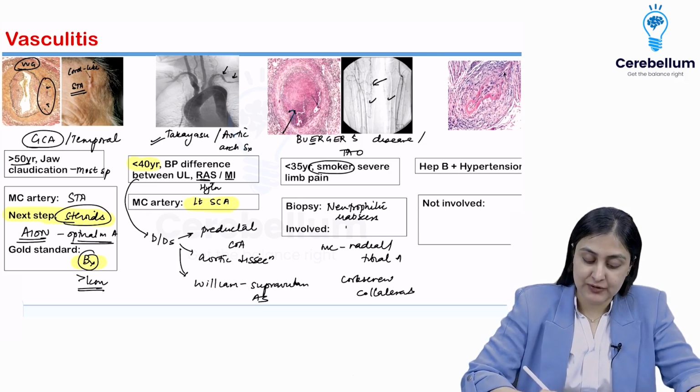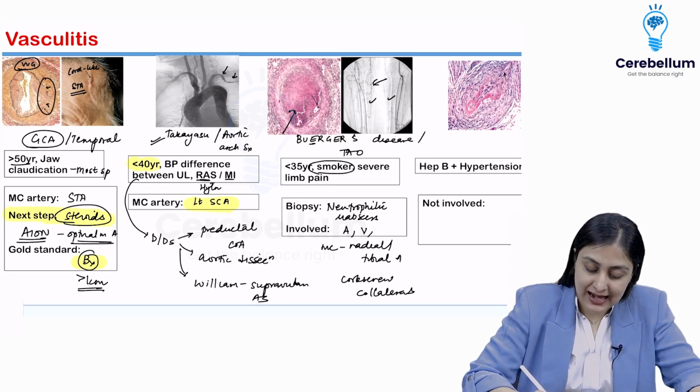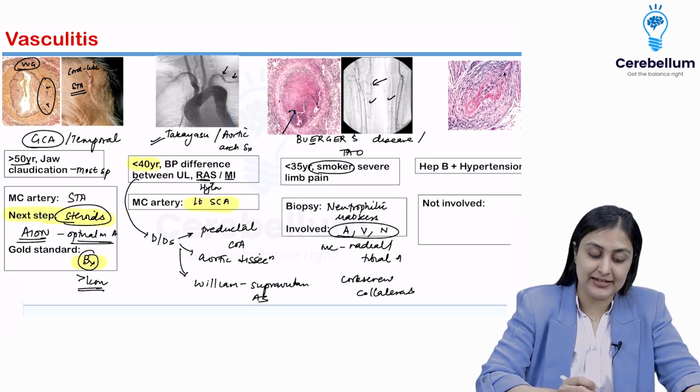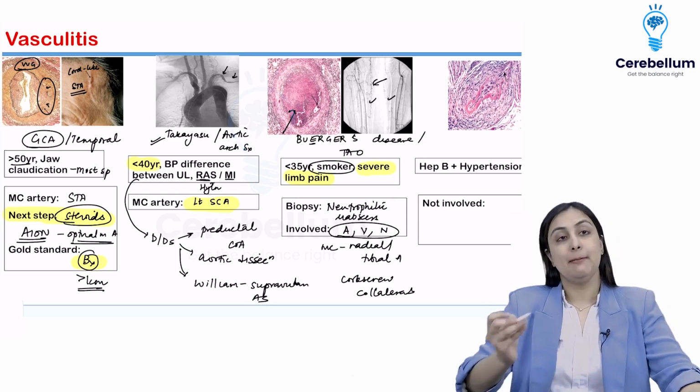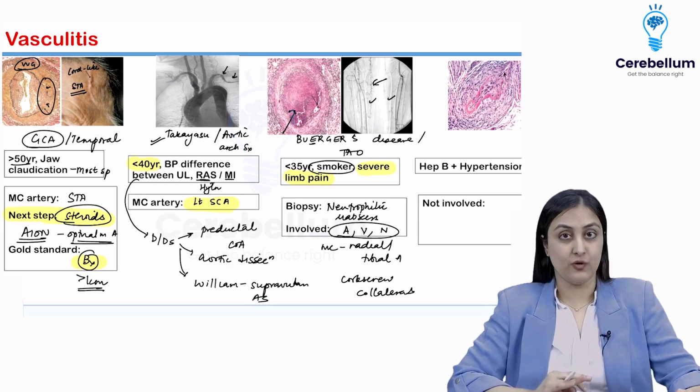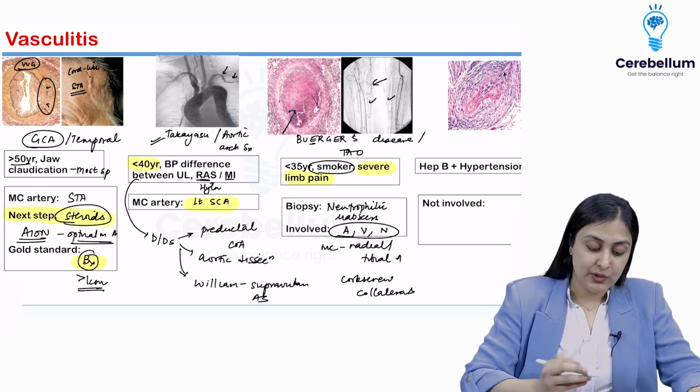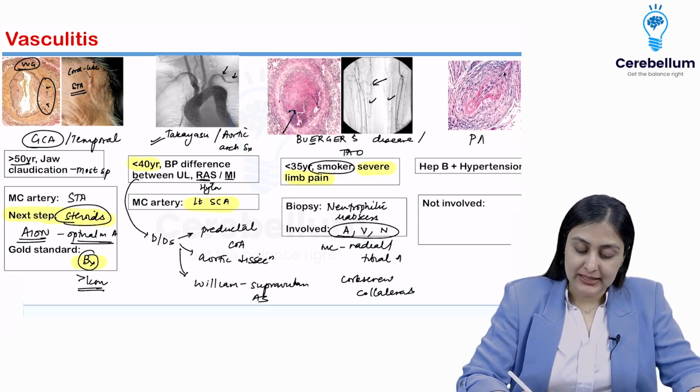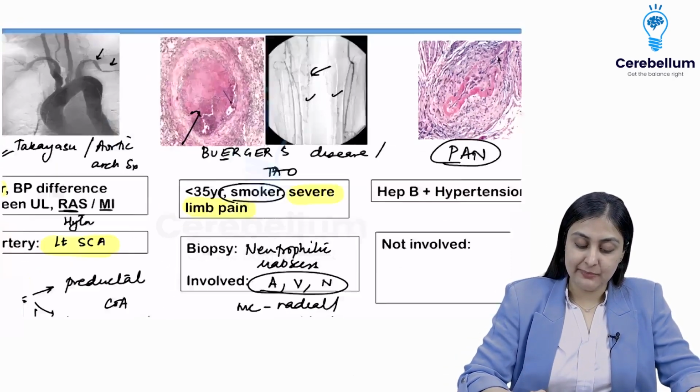In this disease, you will have arteries, veins and nerves which are getting involved, and that is why the severe pain, but lymphatics are not involved. Okay. Next, you want to talk about PAN, polyarteritis nodosa, very important image.